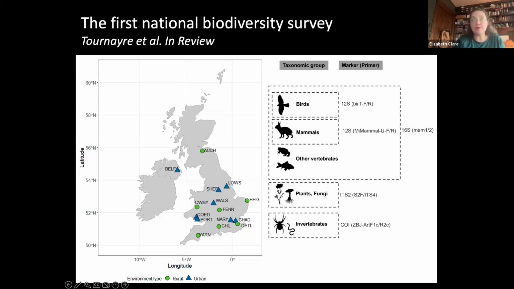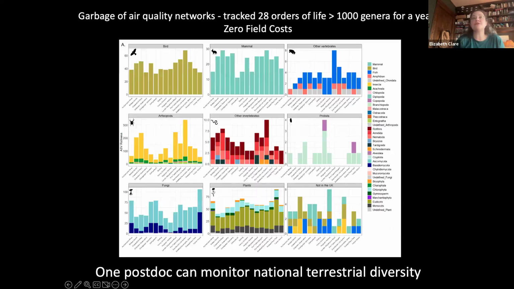I'm not going to show you all the details of it. I'll show you this, which is meant to impress you with the amount of data we have on birds and mammals, other vertebrates, arthropods, other invertebrates, protists, fungi, plants, and then the one that's really interesting, stuff that shouldn't be in the UK. And those are not errors. They're the most important data in an entire national survey.